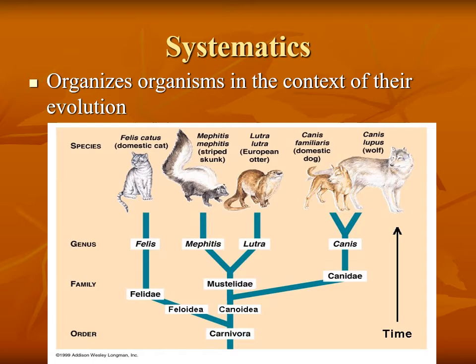So if we look here, some of the things we can see is that Canis lupus, which is a wolf, and Canis familiaris, which is our domestic dog, are closely related. And how you can tell is you look at this V shape here, and where the two lines come together, that's where their common ancestor was.